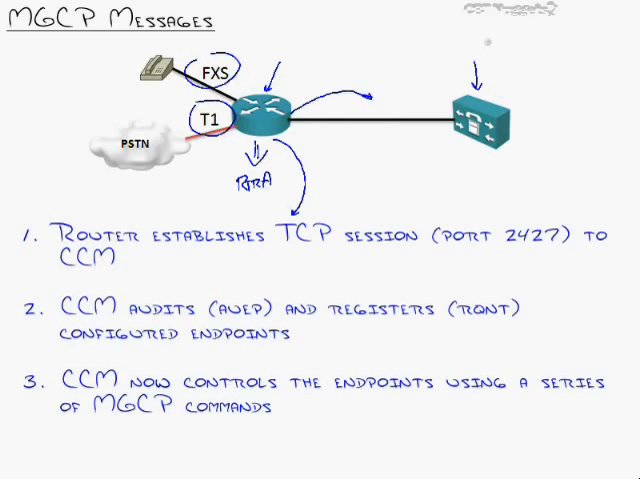So you will have to go into this call manager. I'll show you this when we get to the config, and set it up to recognize this router and all of the voice ports on this router. Call manager will then audit, this is actually the type of MGCP message it sends, audit endpoint, that's what AUEP stands for, and registers, that's RQNT, request notification.